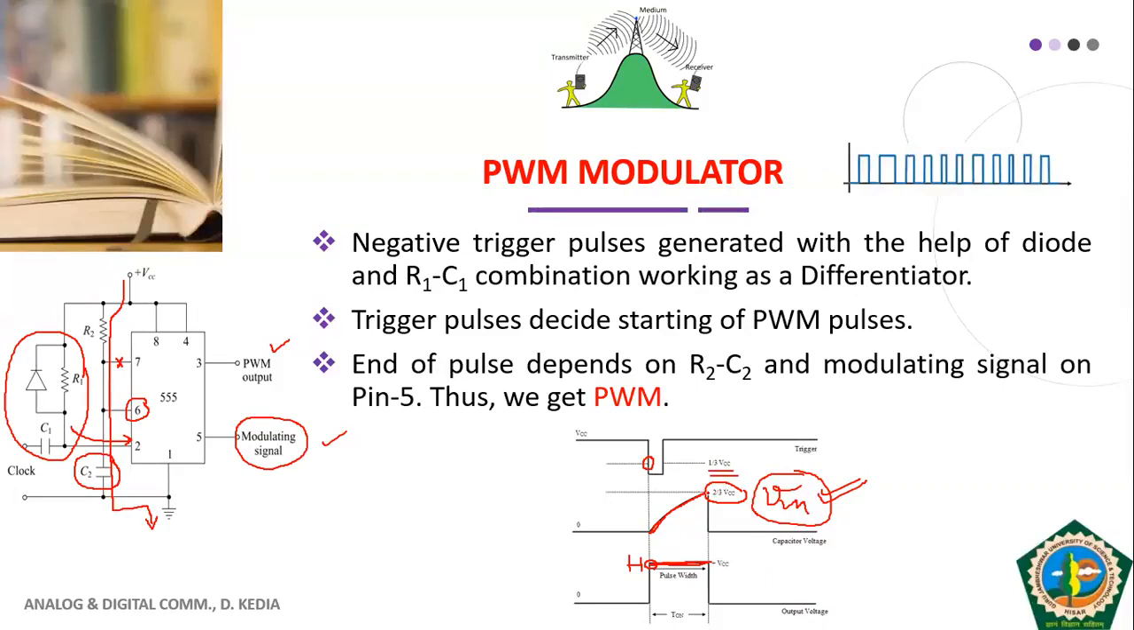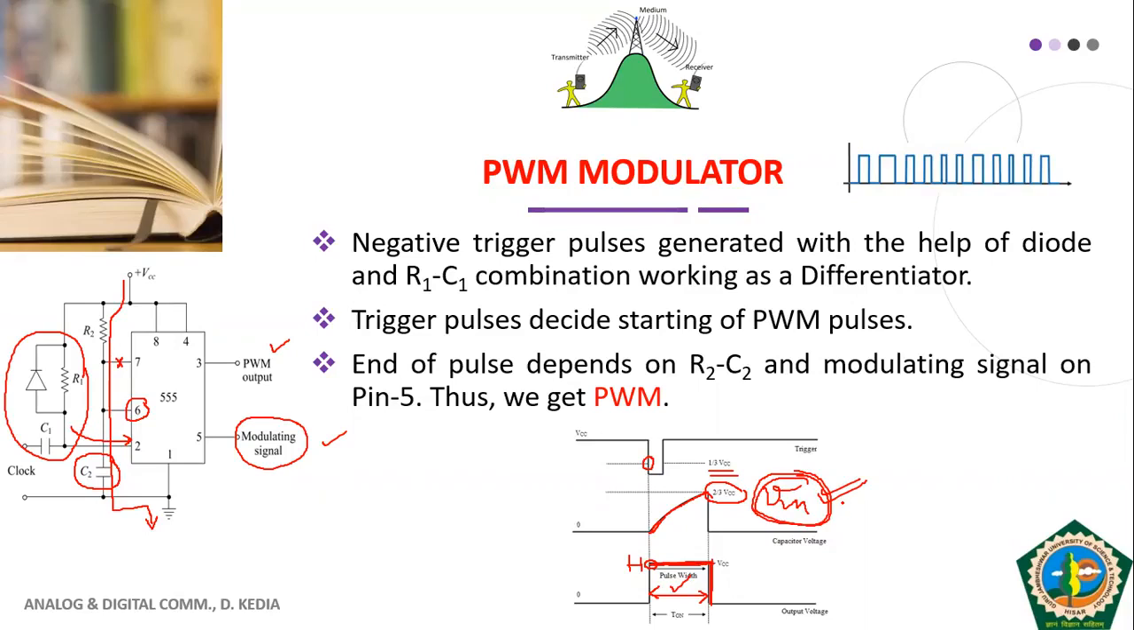So as soon as this becomes equal to the modulating signal, the capacitor charges, your output remains high, and we get the corresponding pulse width. So this pulse width is now proportional to the modulating signal value, which is instantaneous at that particular instant. This pulse width is proportional to the instantaneous value of the modulating signal, and so on.